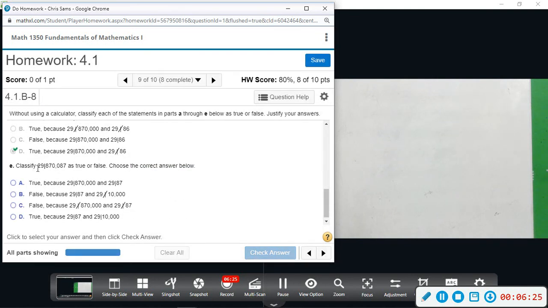And then E, this one is true. Why? 29 will divide 87 and 87. So it divides both of those.